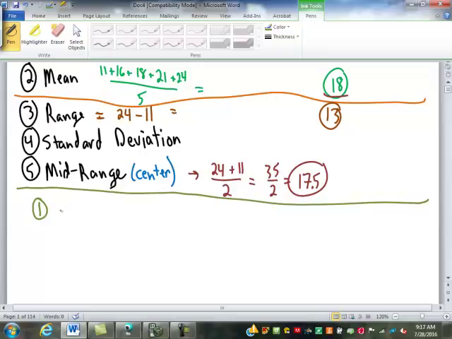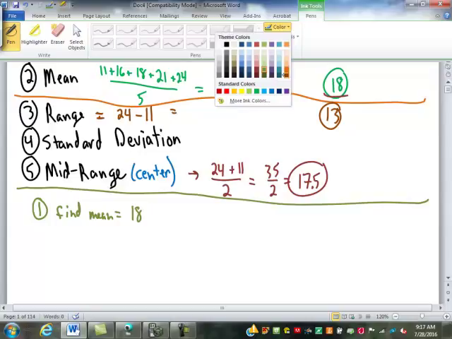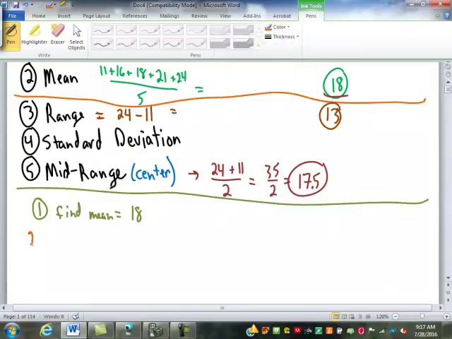Step 1 is to find what? Mean. There we go. Find the mean, which we found to be 18. Step 2, that is to do what? Subtract. You got it.